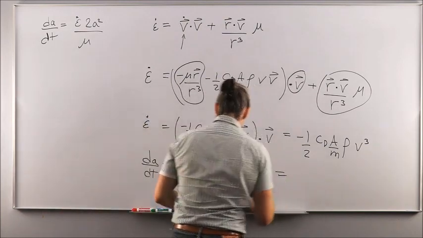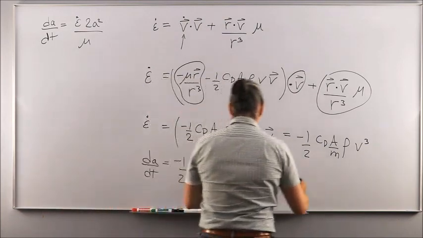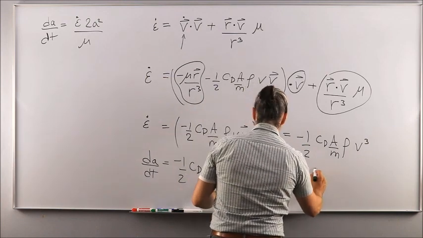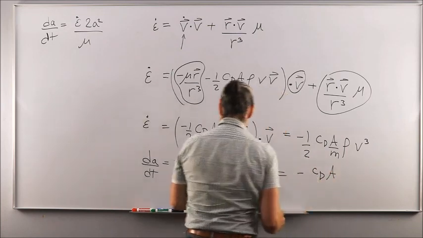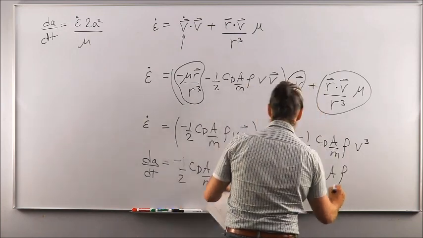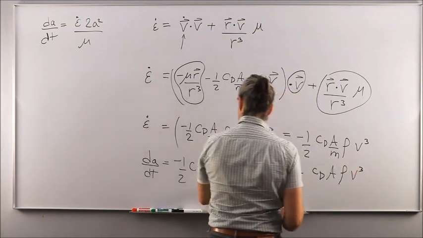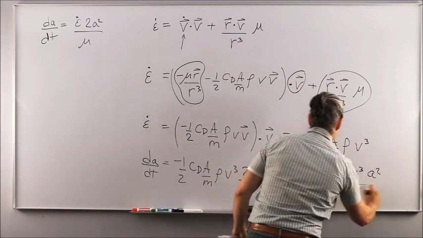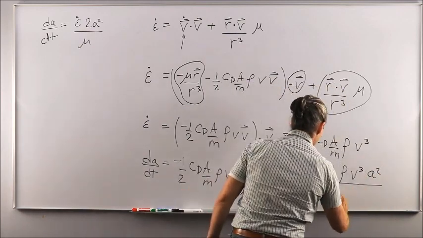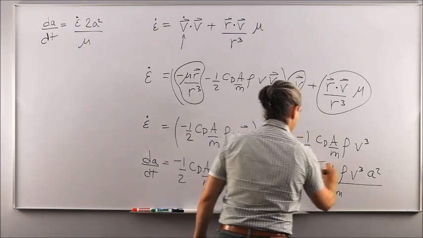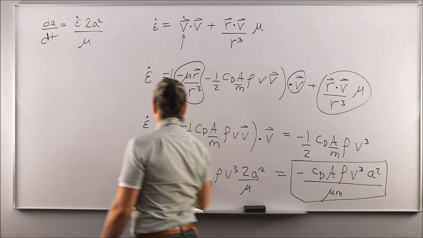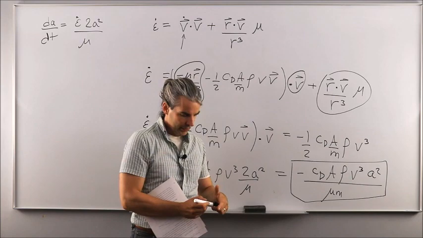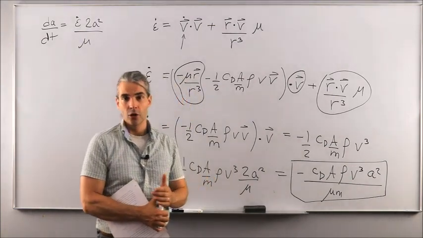And the twos cancel out, and I'm going to be left with da/dt equal to minus CD times A times rho times speed cubed times a squared, all this over mu times m. Boom. And this is how the semi-major axis varies when a spacecraft is experiencing drag in low Earth orbit.